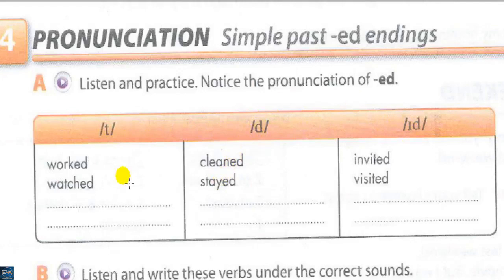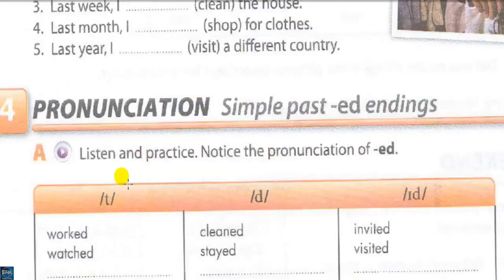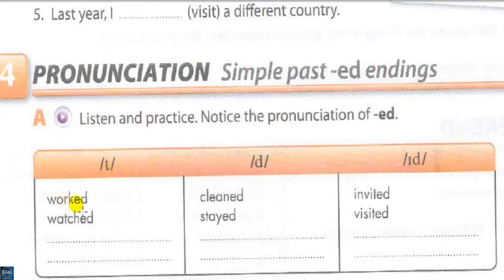Listen. Page 93, exercise 4, pronunciation. Simple past ed endings. Part A. Listen and practice. Notice the pronunciation of ed. These verbs end in t. Worked. Watched. These verbs end in d. Cleaned, stayed. These verbs end in id. Invited, visited.